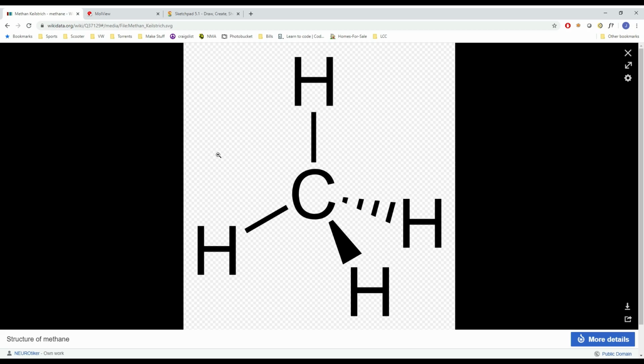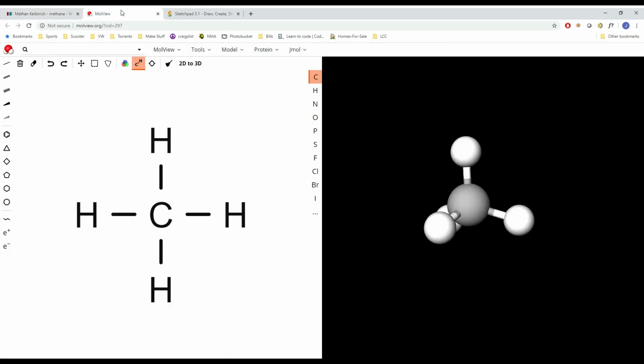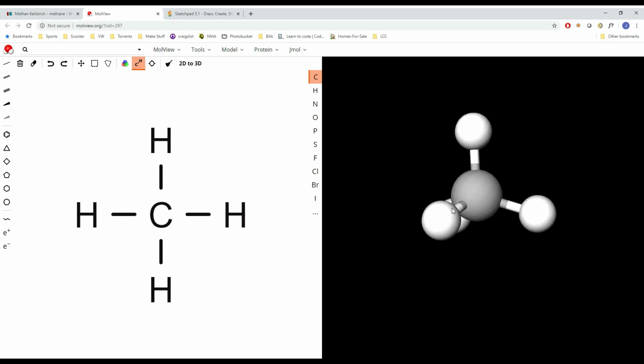To help illustrate this point, I'll fire up MolView here in a second. This is the 3D representation of CH4. Here's our Lewis structure we've seen a million times, and on the right-hand side, we've got our 3D structure that we can rotate around.